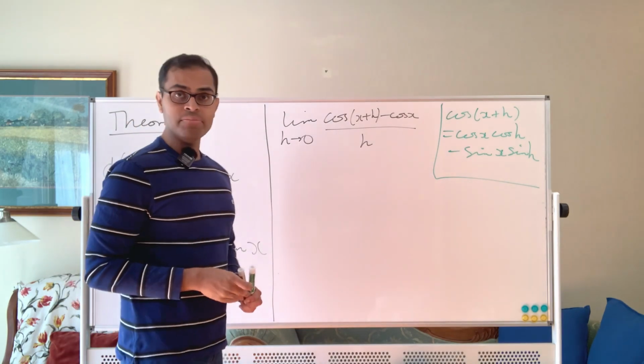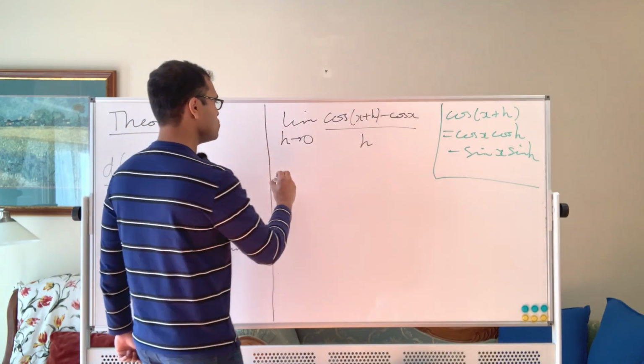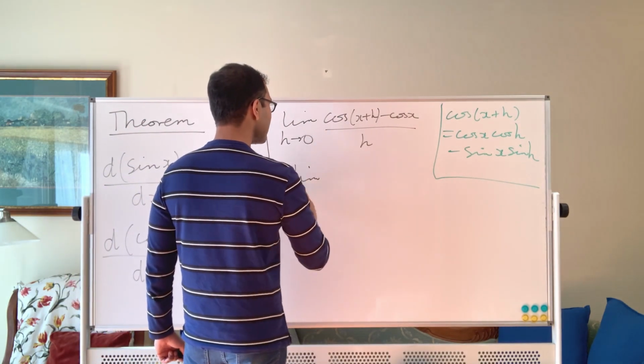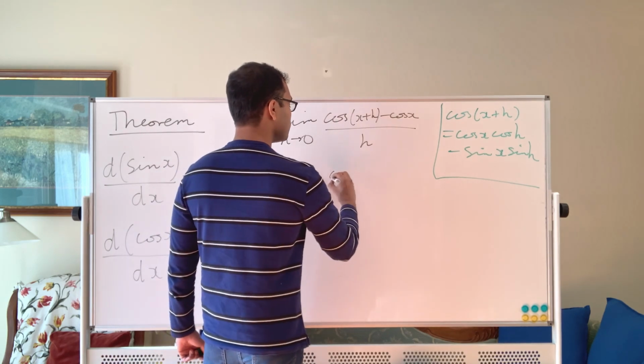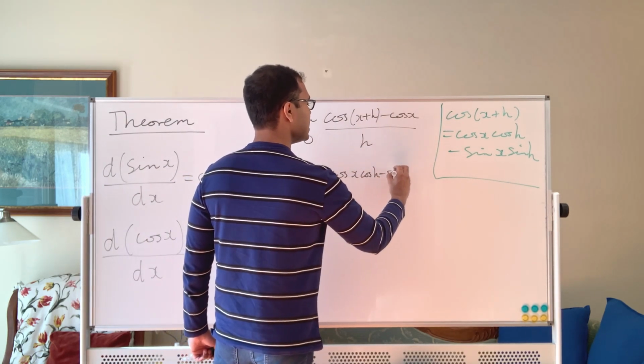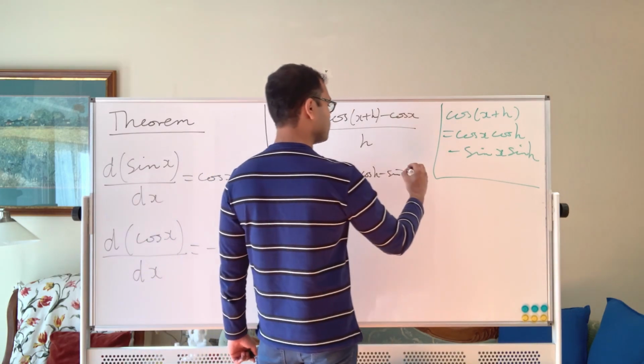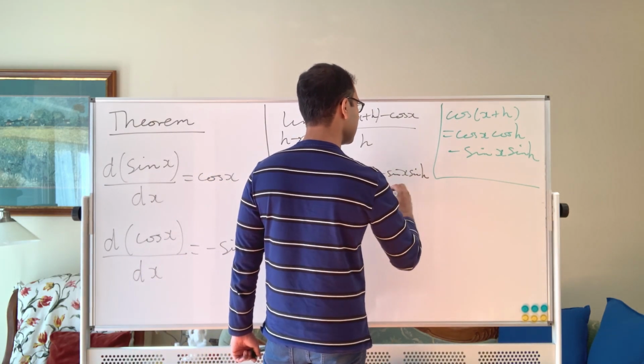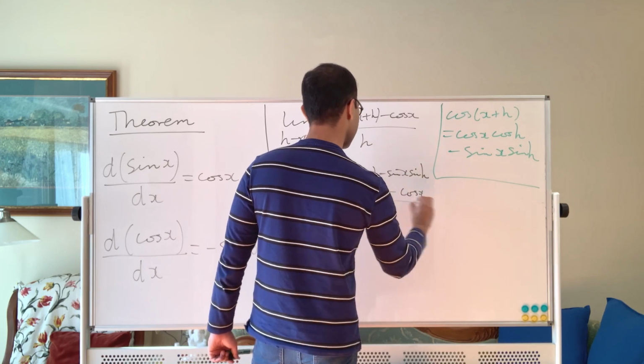So again, it's the same thing. I'm going to walk you through the steps again to really reinforce them. So what are the pitfalls we have to look out for? We've got the limit as h goes to 0 of cosine x cosine h minus sine x sine h, and then we're going to subtract off the cosine x, all divided by h.